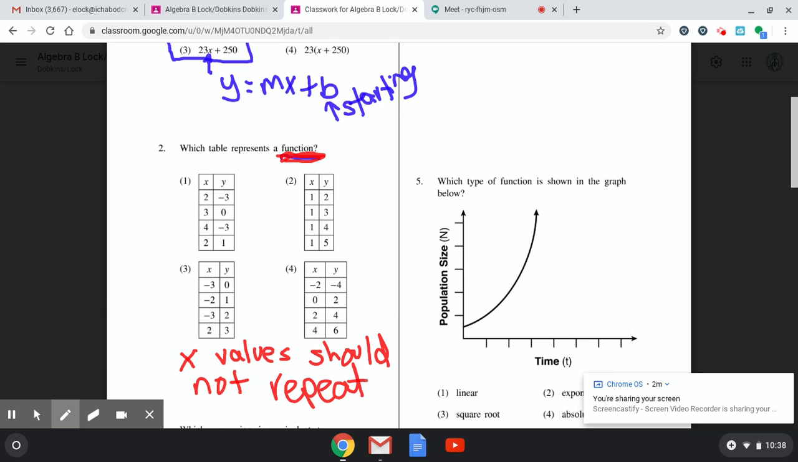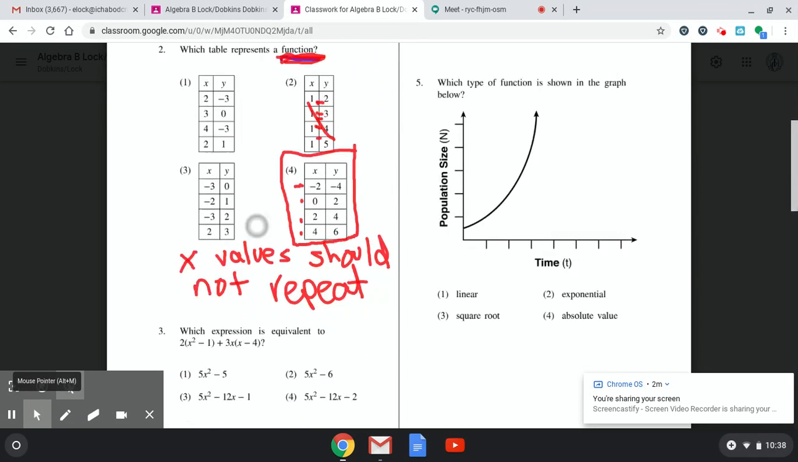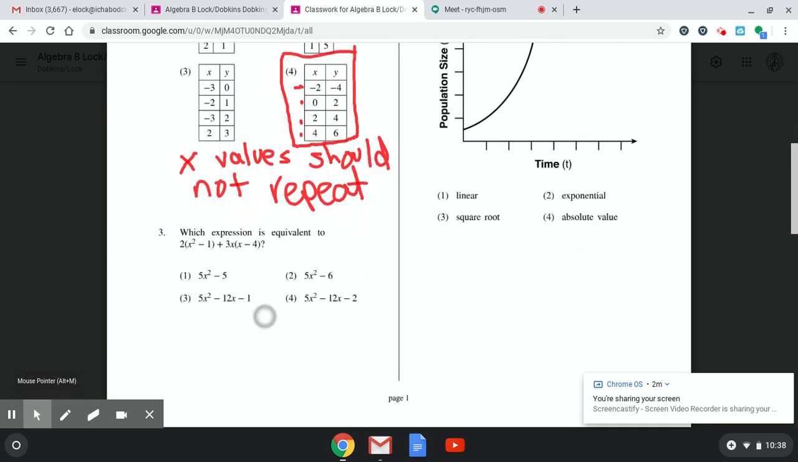Choice 4. Oh, and do you guys agree? Jaden? Yes. Yeah. So -2, 0, 2, and 4 don't repeat. Number 1, every input of 1 here is mapped to a different output. That's bad. So number 4 is a great answer. Moving down to number 3.